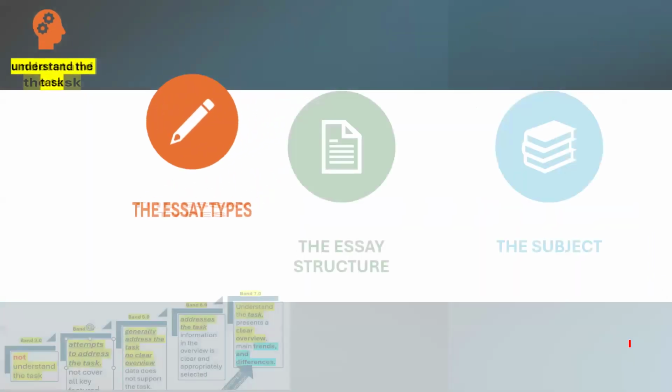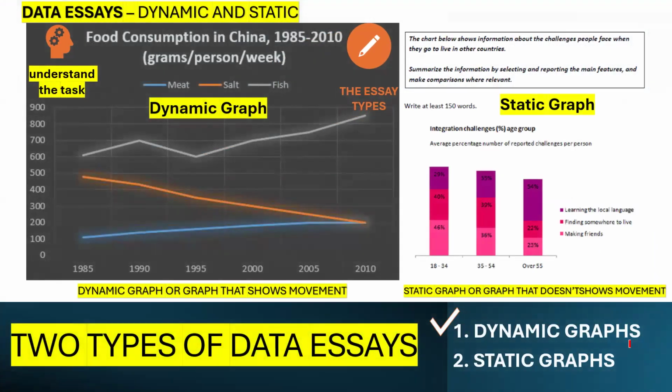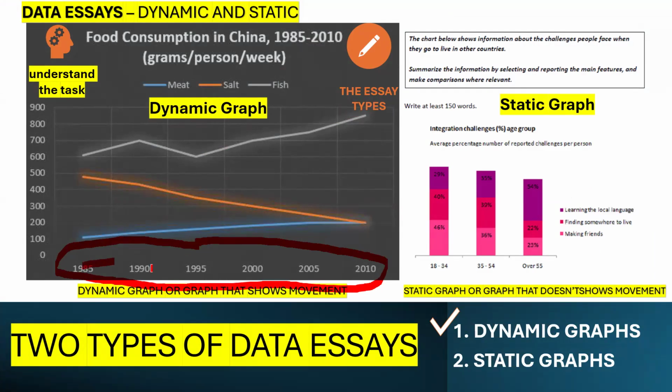The dynamic graph, as a recap, is a graph that shows trends and movement. That means there is a movement, so there's a series of timeline. For example, in this dynamic graph, which is a line graph, there's a series of timeline: the year 1995, 1990, up to 2010. Without this, it's called a static graph.